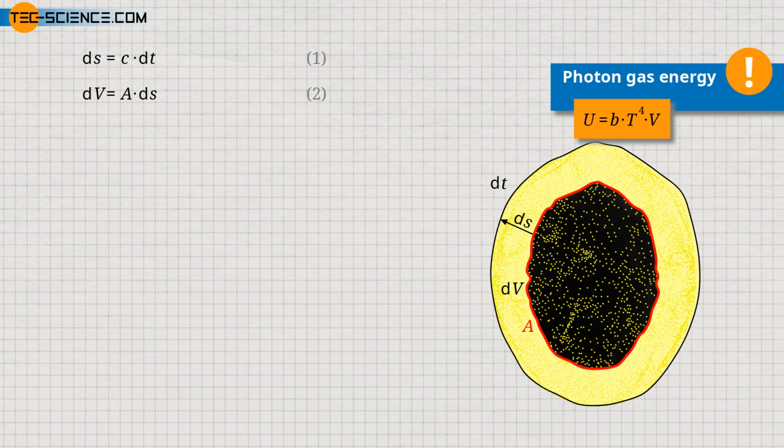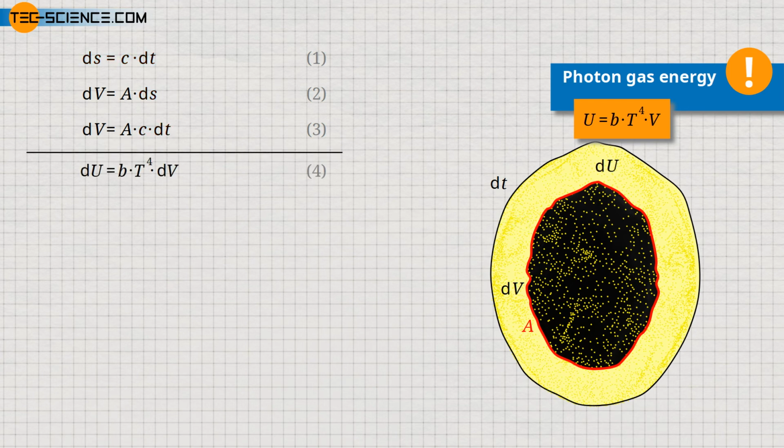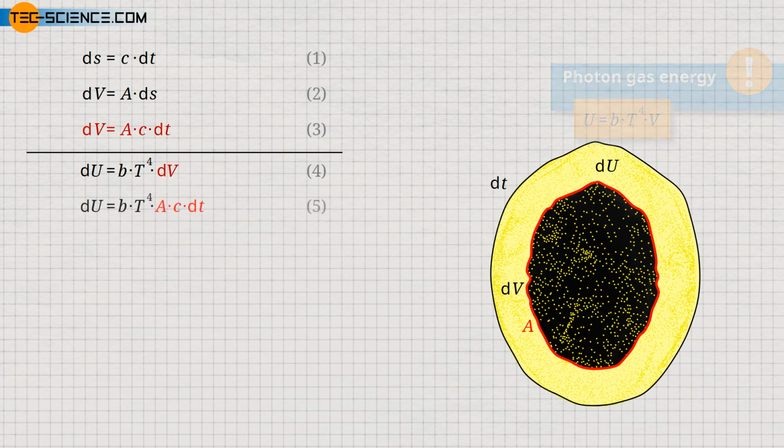Due to the infinitesimal distance, the volume delta V of this emitted photon shell results from the product of base area A and height delta s. Putting equation 1 into equation 2, we get equation 3. At a given temperature T, the photon gas energy delta U, contained in the emitted volume delta V, is given by the previously derived formula, which is shown in the upper right-hand corner. At this point we can use for the volume delta V, equation 3, and we get equation 5.